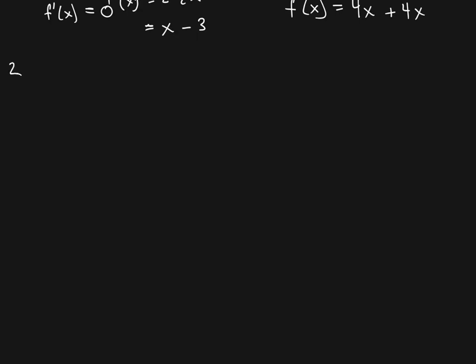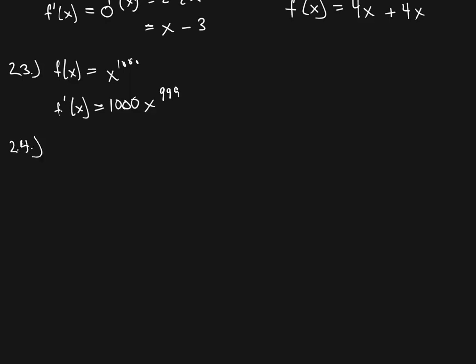Problem 23. So for 23, we have that f of x is x to the 1,000. Nothing new here. F prime of x, applying the power rule, is 1,000 x to the 1,000 minus 1, which is 999.